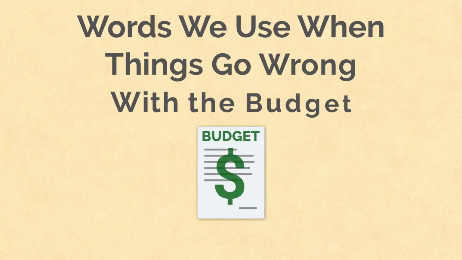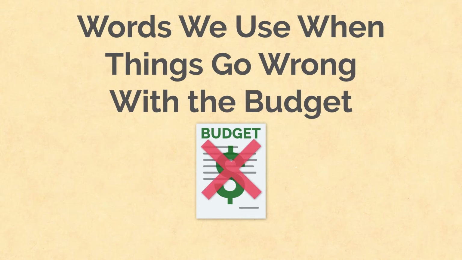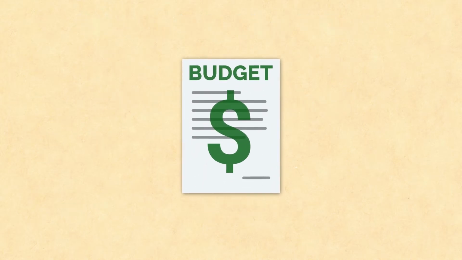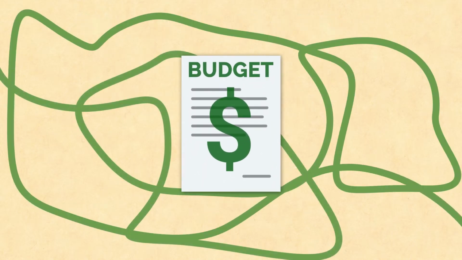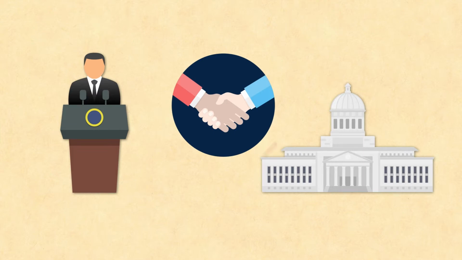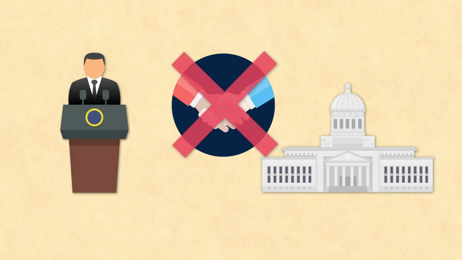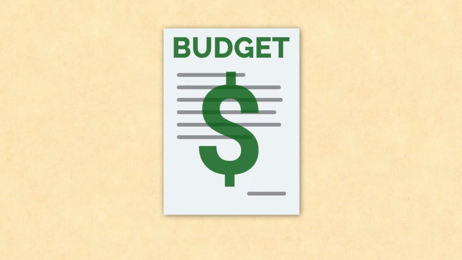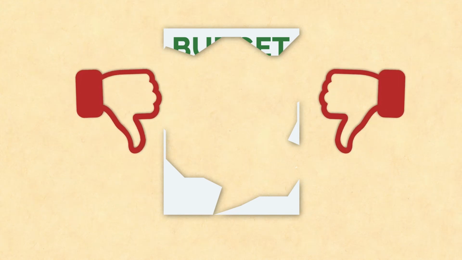Words we use when things go wrong with the budget. The budget process is confusing and complicated. This is true even if the president and everyone in Congress works together. But the president and everyone in Congress often don't work together and have different ideas about what's important. When that happens, the budget process breaks. And the budget process breaks a lot. Here are some words and terms you might hear when the federal budget process runs into problems.